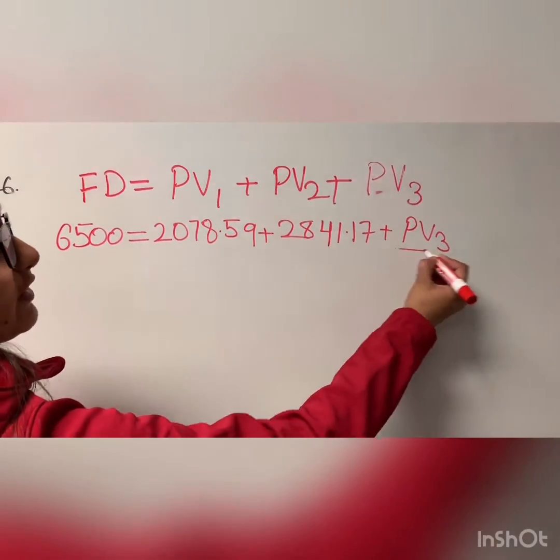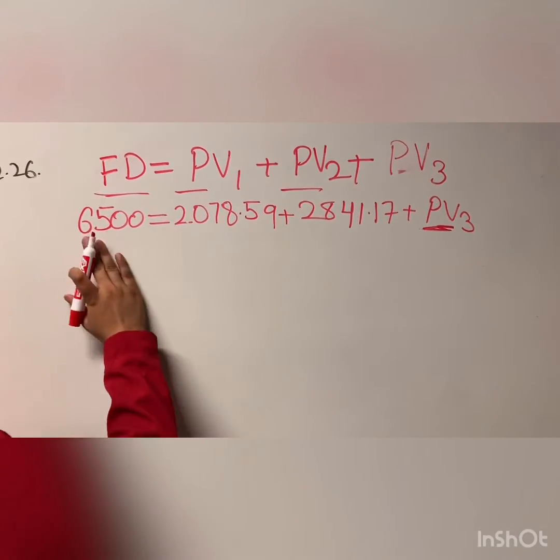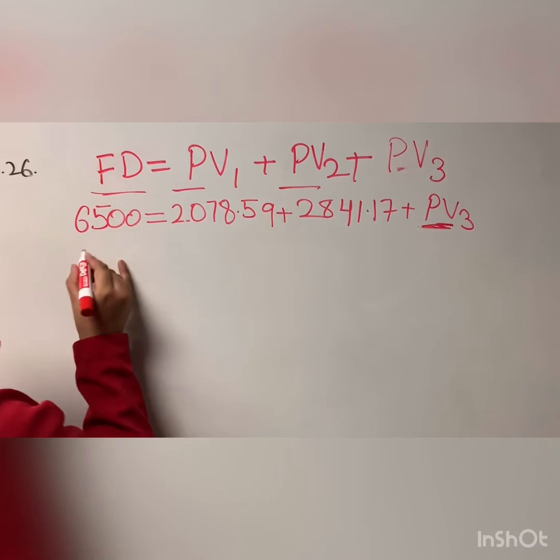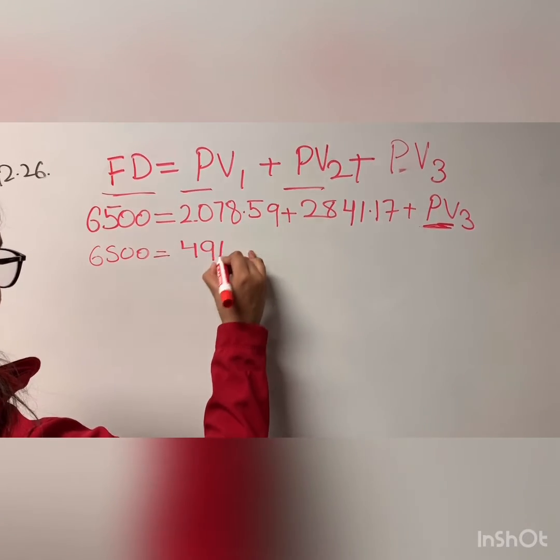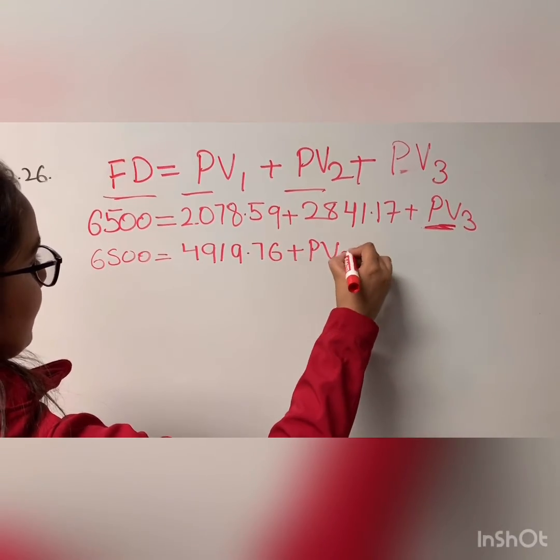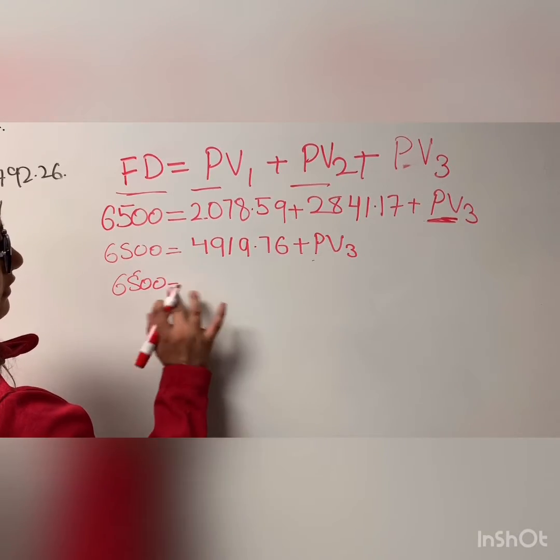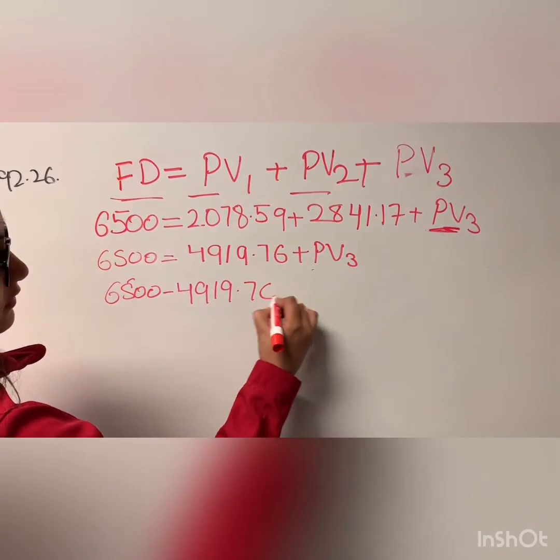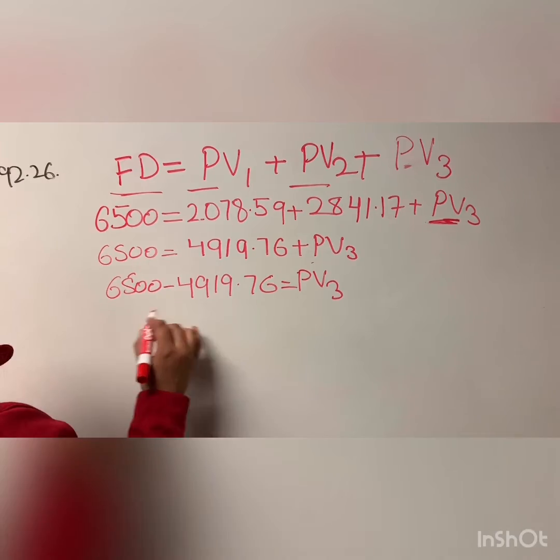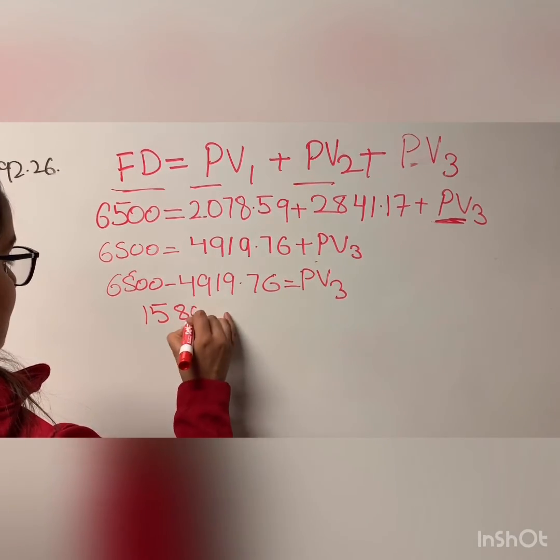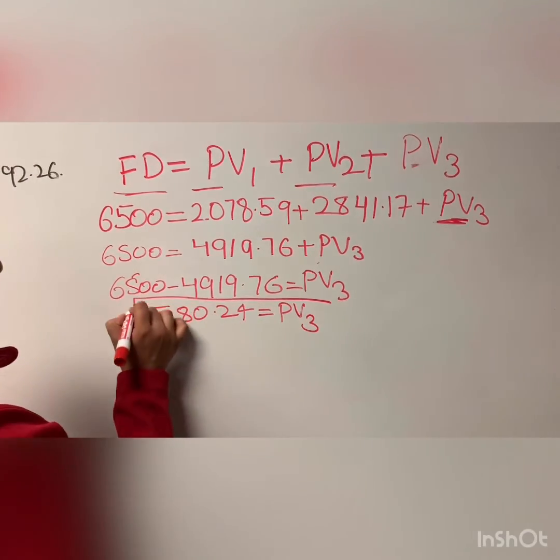So now we need to find PV3, as we had already found PV1, PV2, and we have the focal date, it's $6,500. So to solve PV3 we need to solve this equation. So here is 6,500. After adding both of these, we get $4,919.76 plus PV3. So to find PV3, we need to subtract 4,919.76 from 6,500. So now we find PV3 after subtracting this. It's 1580.24. So now we have found PV3, that is 1580.24.